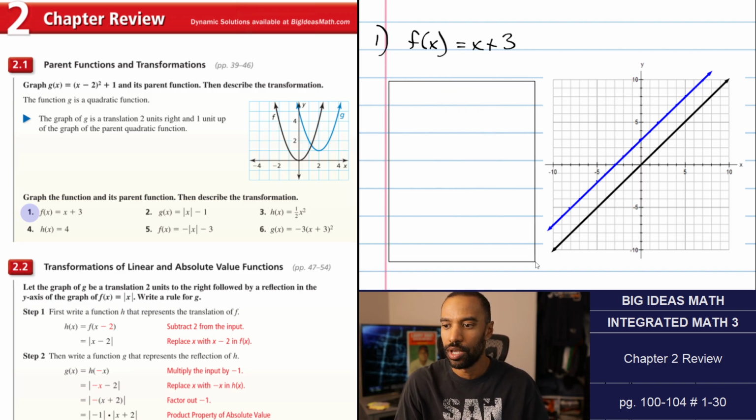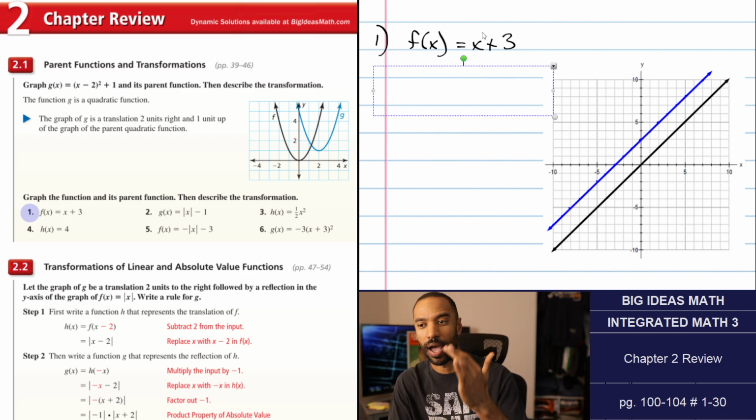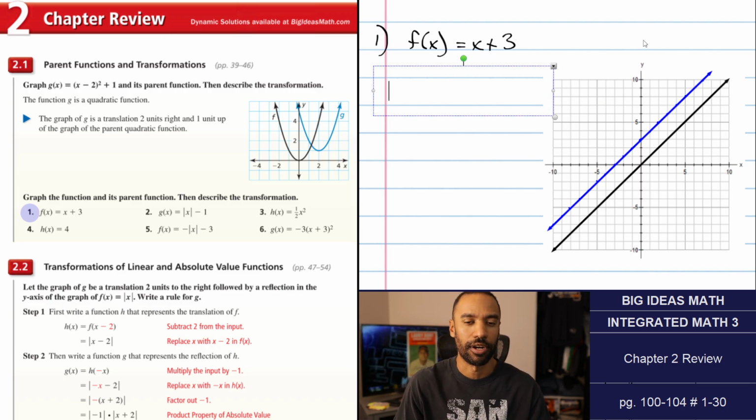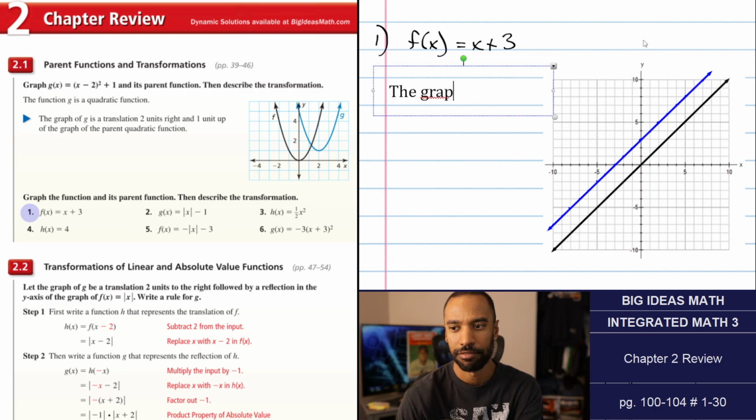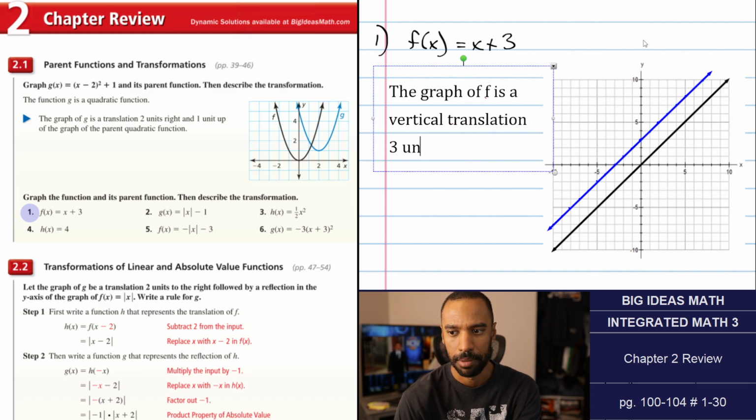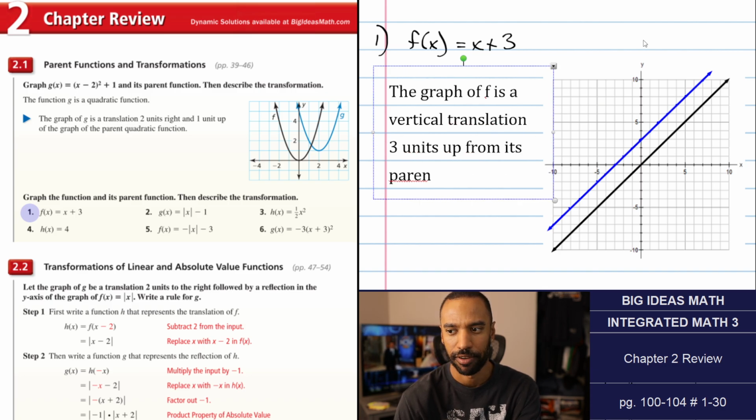But if you wanted to, you can compare y equals x to y equals x plus 3. And the difference is one has a 3 added to it. How does that 3 change things? It's a vertical translation. The graph of f is a vertical translation 3 units up from its parent function.